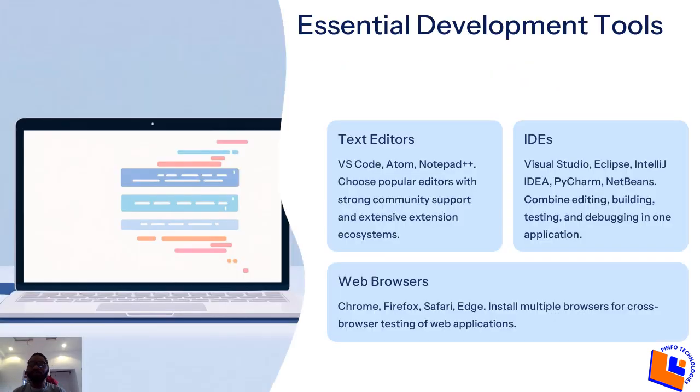Now we have essential development tools that you need to know. For instance, we have the text editor. In text editors, we have VS Code, Visual Studio Code, Atom, and Notepad++. A good thing is to choose a popular editor with strong community support and an extensive extension ecosystem, so that when you run into an issue, you are able to remedy it yourself.